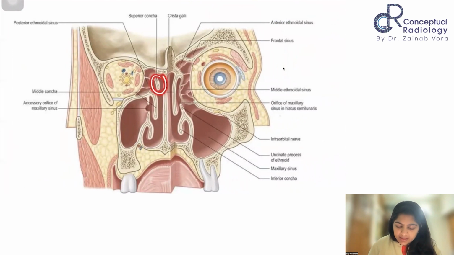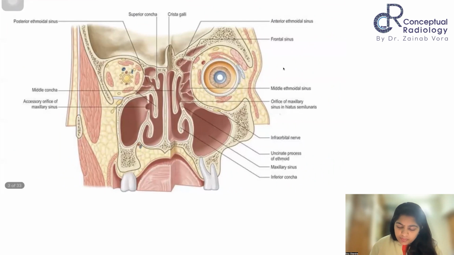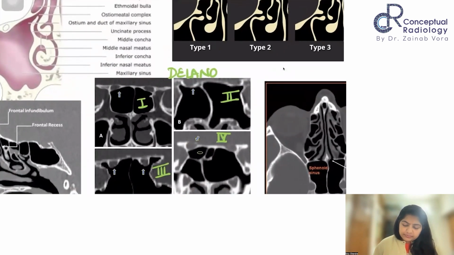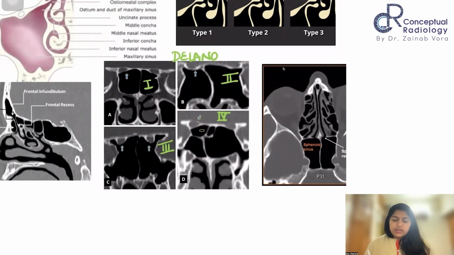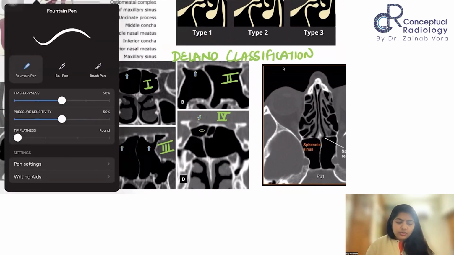Somewhere very high, you can see this superior concha or turbinate, whatever you prefer. So middle, inferior and superior. Superior you will see is very cranial. When we take the coronal sections, we may start seeing these ethmoid air cells very well. Or in our case, in this section, we are able to see these sphenoids very well, right? Just remember that this is the Delano classification, and we are trying to see the relation of the sphenoid air cells with respect to the optic nerves.